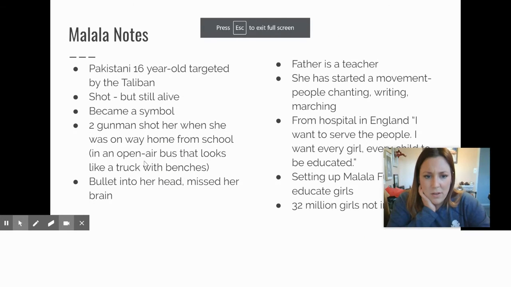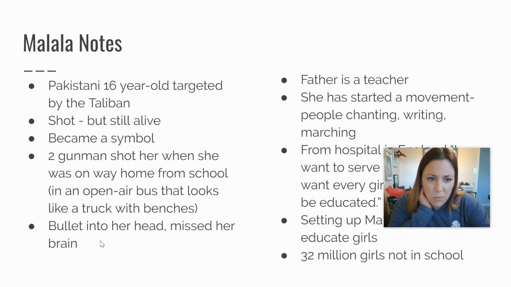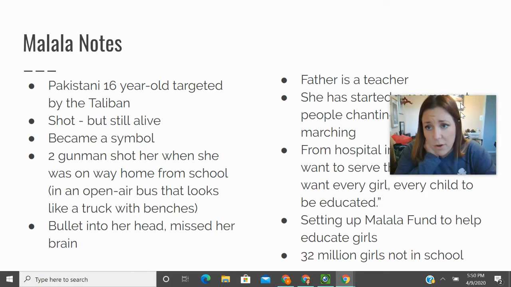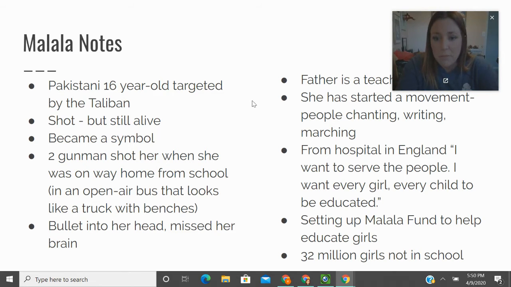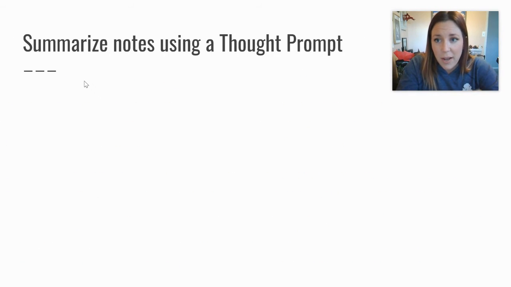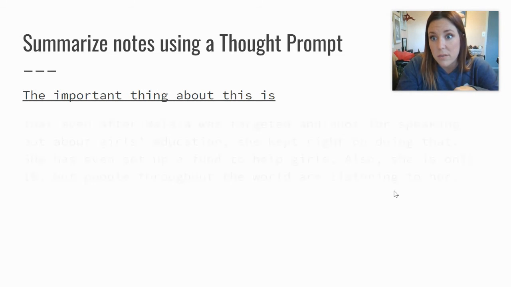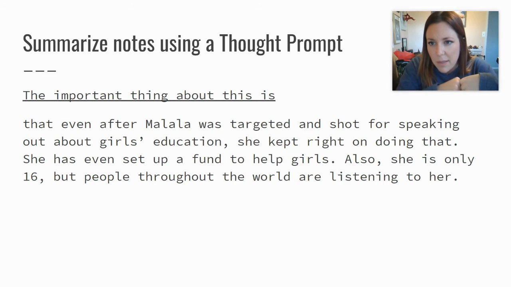Right, the bullet in her head missed her brain, and 2 gunmen shot her, and her father's a teacher. Yes, those are all important notes and information. But is that the most important thing? I don't know. That builds my understanding. So again, I used my thought prompt. The important thing about this is, which led me to kind of summarize and really rethink my notes after the fact. There it is for you to read to yourself. I'm not going to read that out loud to you again.